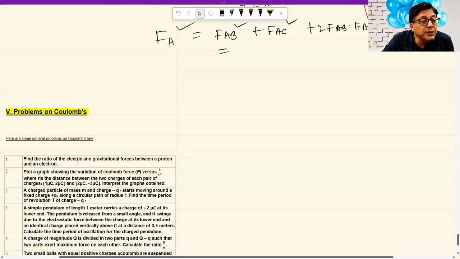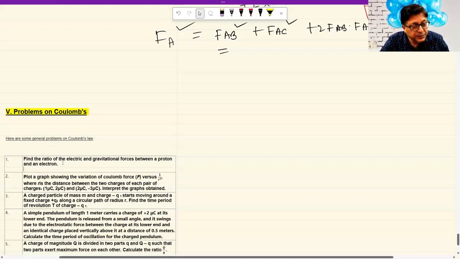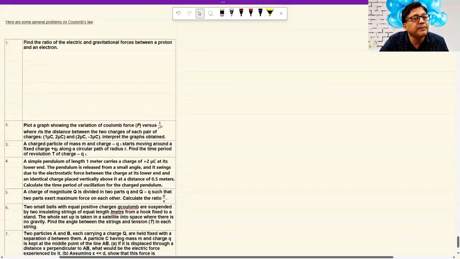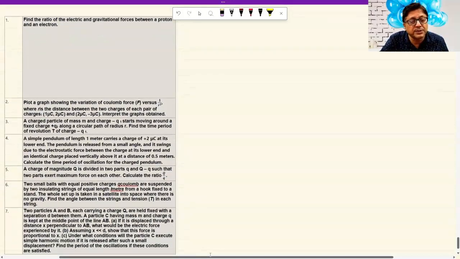Now let us do these few sums very fast. We'll do them one by one without wasting time. Let us solve these few sums.